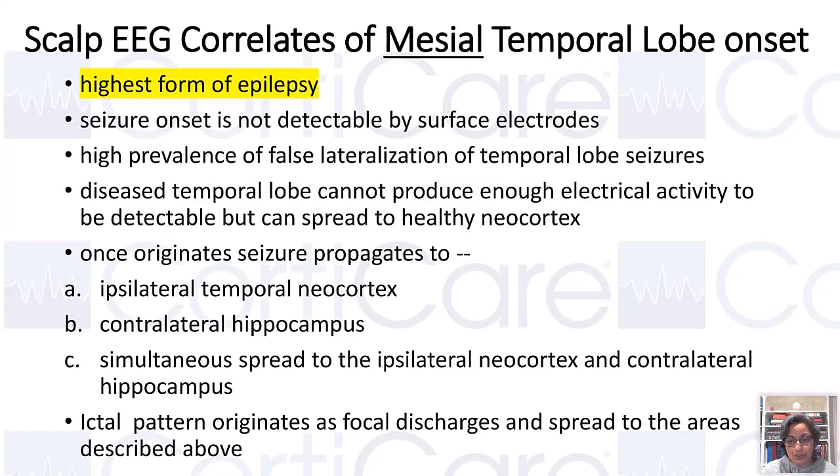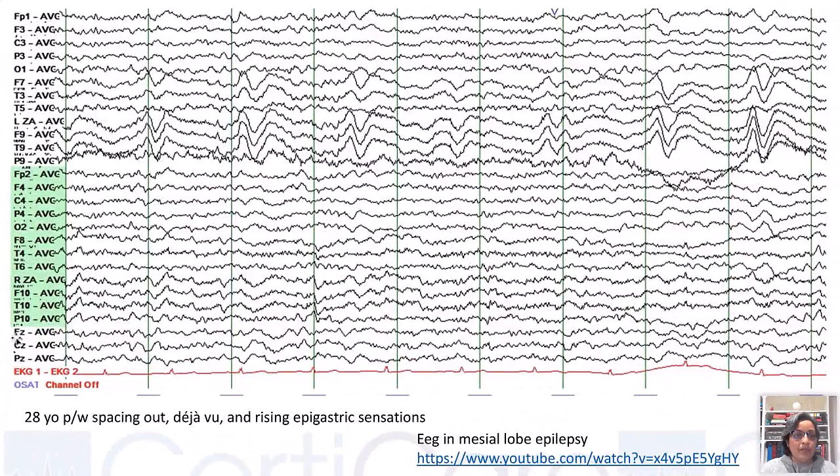Sometimes it's difficult to see a full-blown seizure when it originates from the deeper areas. Once upon a time, we used to call this TIRDA. We don't call that anymore. So this is generalized rhythmic delta activity, sharply contoured, and it is maximal at the temporal region. This is the kind of EEG that we usually see in the seizures coming from the mesial temporal lobe.